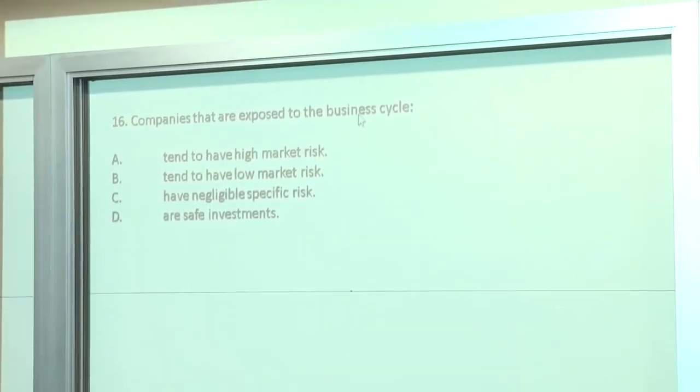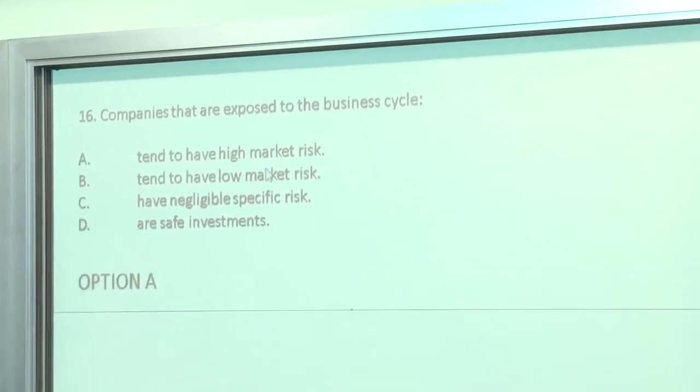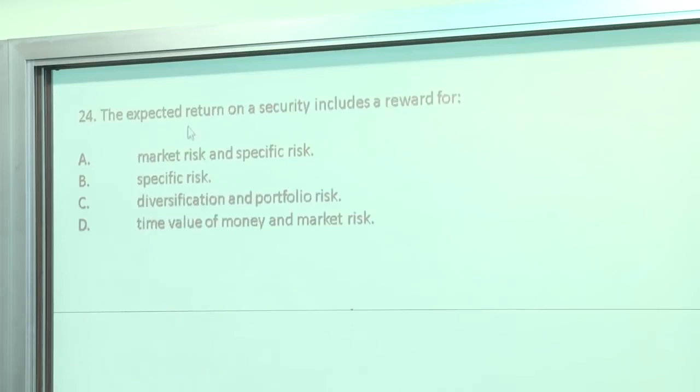Companies that are exposed to the business cycle tend to have high market risk, okay, positive to market risk, 16. And expected return on the security includes a reward for market risk and specific risk. We do not get a reward for specific risk, right? Time value of money, okay, the cost of waiting, and the market risk, the cost of worrying about the return. Okay, but there is no space for the specific risk.